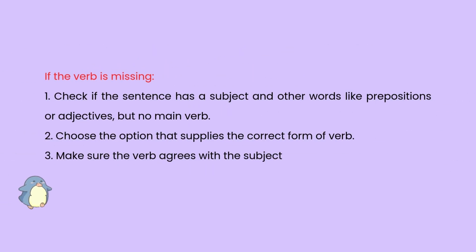Now, if the verb is missing, first, check if the sentence has a subject and other words like prepositions or adjectives, but no main verb. Second, choose the option that supplies the correct form of verb. Third, make sure the verb agrees with the subject.